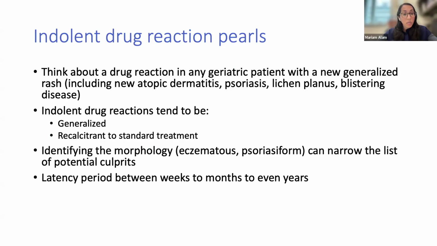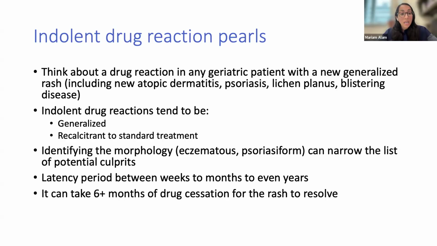The latency period between drug exposure and development of rash can be really long. So, to Ruru's point, how long do you actually stop it for? And how can you identify what drug it is? It can be really tricky. It can be even years of being on the drug before they get the rash. And then it can take up to 6 months after stopping the drug for the rash to resolve.